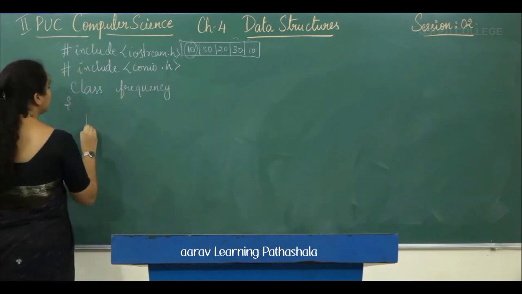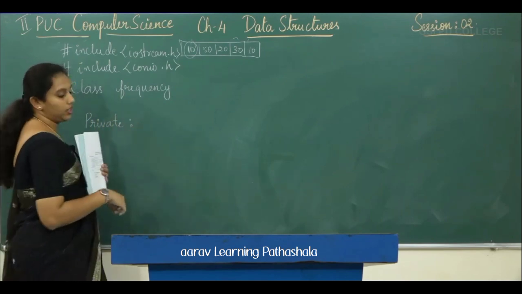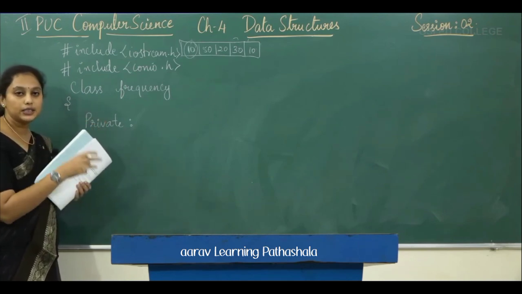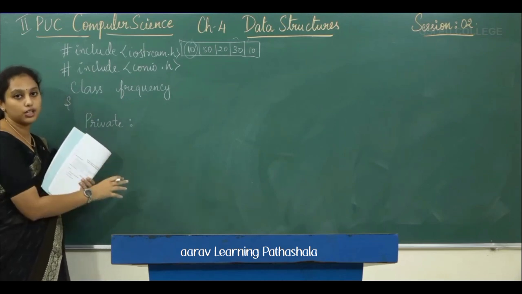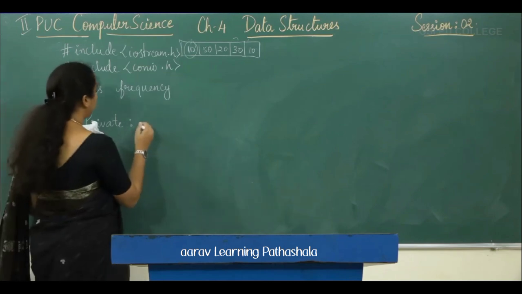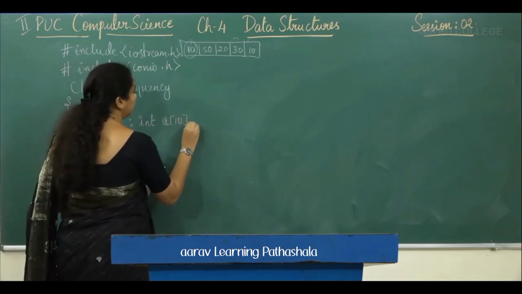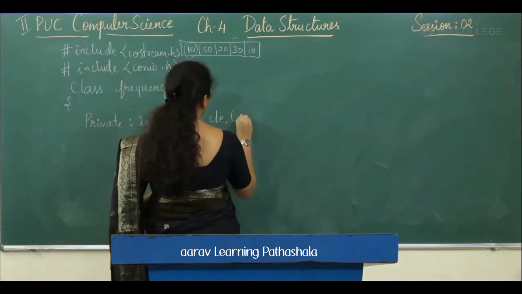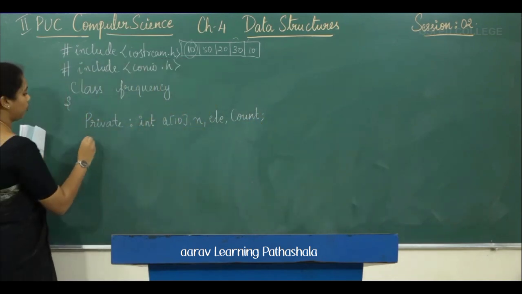Next, I am going to declare some variables in the private section. So why am I declaring them in the private section? The variables which are declared in the private section can only be accessible to the member functions which are declared within the class. Private: int a[10], n, element and count. So these are the variables which are required in our program.